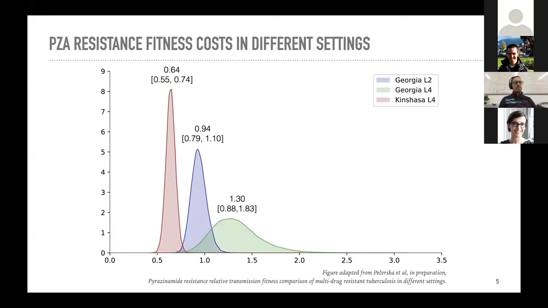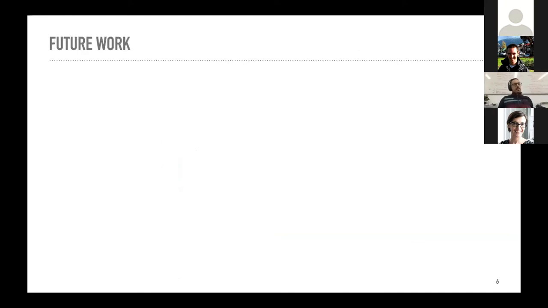However, when we look at the same lineage from Kinshasa, lineage 4 in Georgia, not only do we not really see a fitness cost, we cannot really rule out a fitness advantage either. So these are the main conclusions from that.